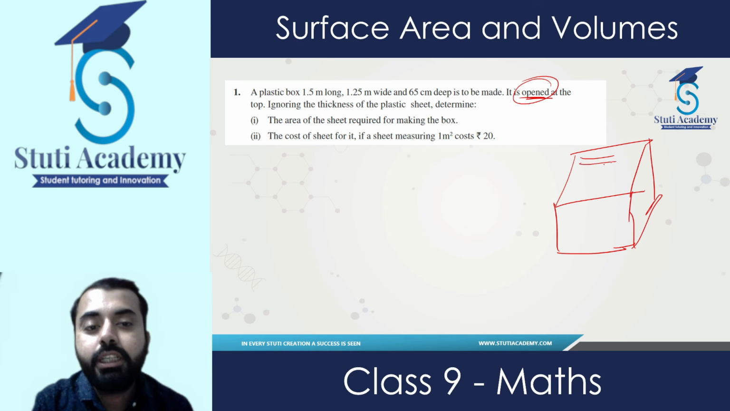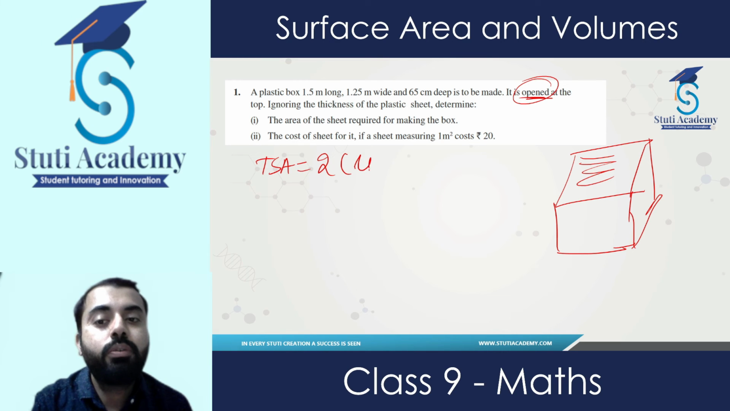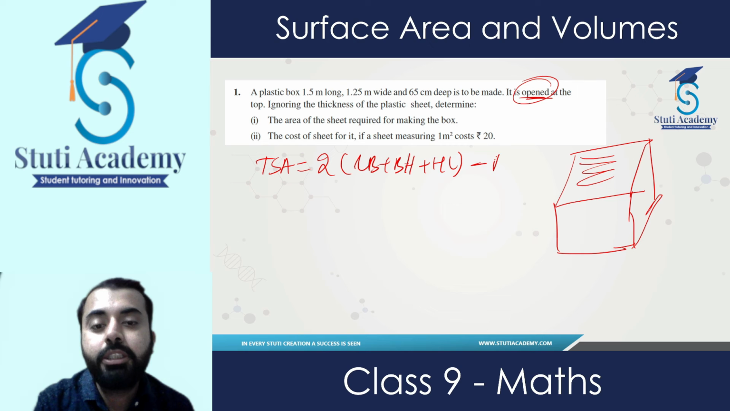Yeah, it wasn't having any top. So in that case, my TSA was 2 into LB plus BH plus HL. I wasn't required any top, so that means I have to subtract a BL from it. Now I know my values are these.